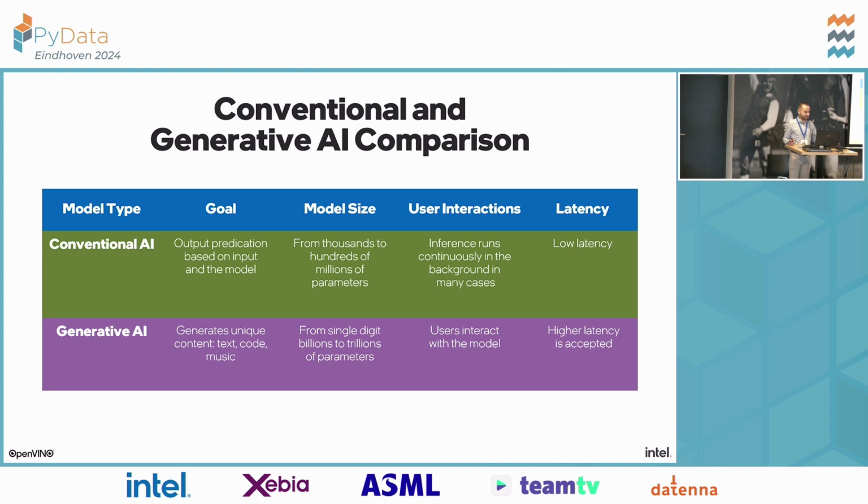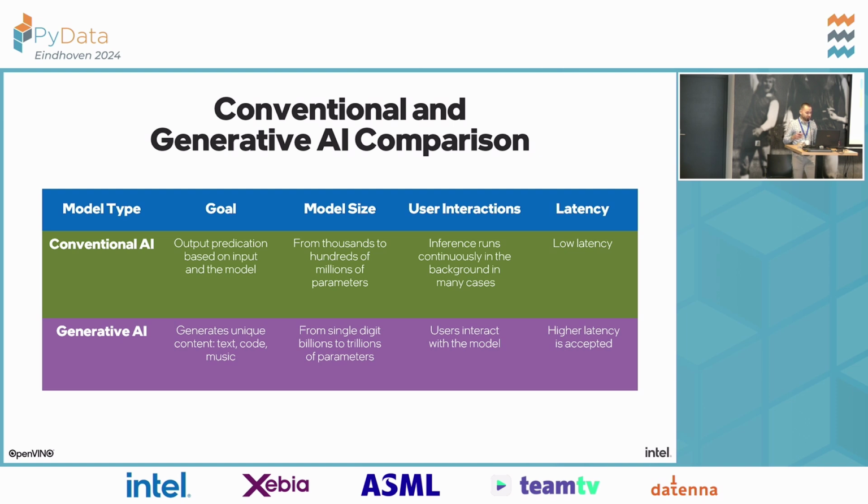So if we compare them, conventional AI usually outputs a prediction based on input and the model. So we add some input like an image or text or anything like that, and we expect the same output for the same input. And the model size is quite small, right? The model is from 1,000 to hundreds of millions of parameters, and inference runs continuously in the background. So for example, when you run a webcam stream, you can see frame by frame and the output is generated constantly. And the latency required is quite low. We need to have the result as soon as possible.